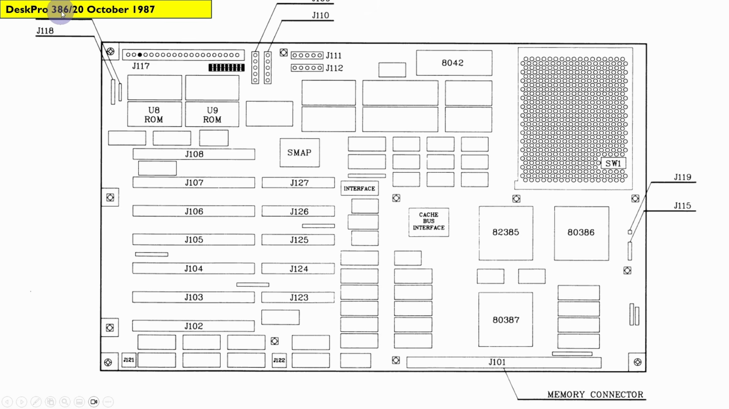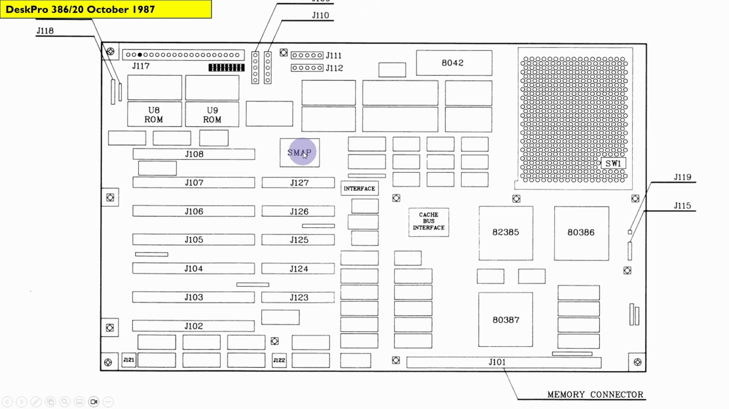This DeskPro 386 20 megahertz version from October 1987, you'll see that there's actually some larger chips here. This 82385 is actually a cache controller chip. I think this section here may have had the static memory cache. This is the beginning of large-scale integration devices being used on the board to replace a lot of the LS logic that we'll be looking at.